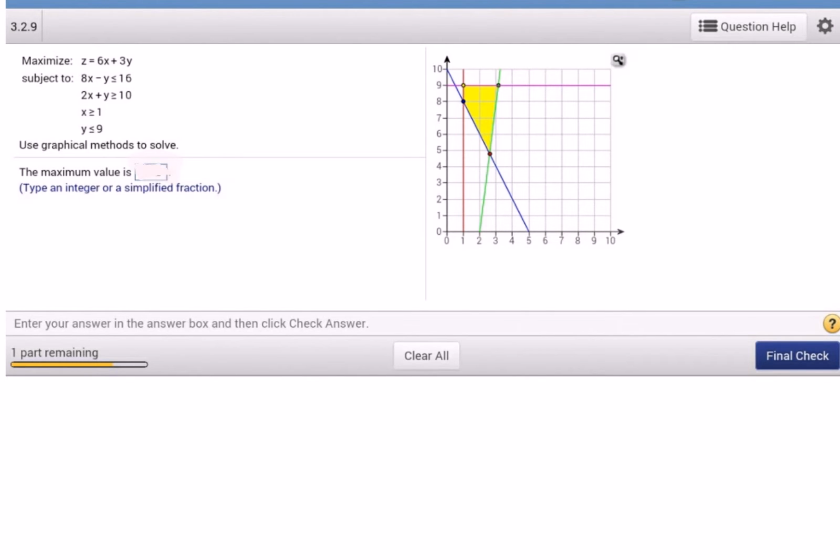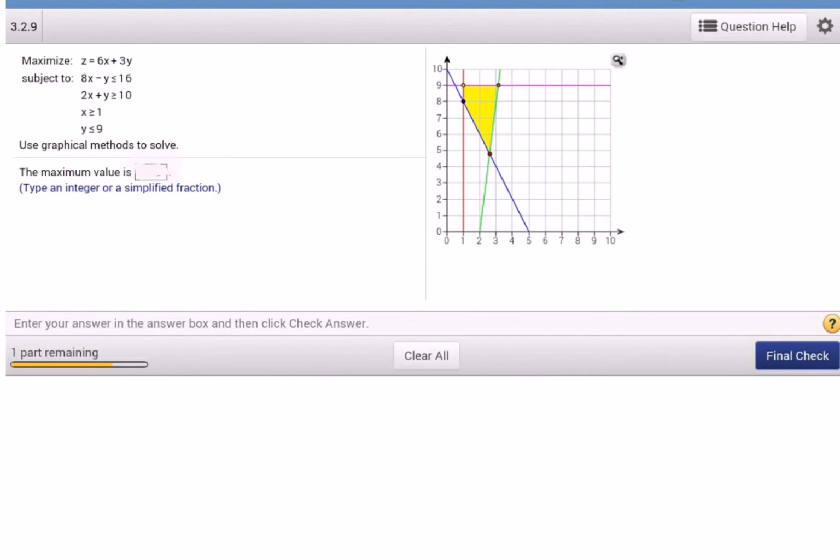Let's maximize the function z equals 6x plus 3y, subject to the constraints 8x minus y less than or equal to 16, 2x plus y greater than or equal to 10, x greater than or equal to 1, and y less than or equal to 9. As you can see, we have a graph of this area with the shaded area, and you're asked to find the maximum value and where it's located.